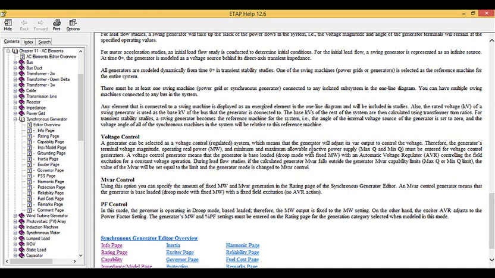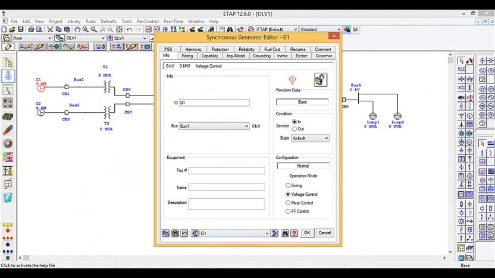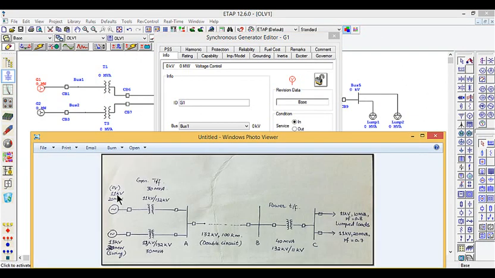Whereas in voltage control mode, the real power is fixed and the reactive power varies between a maximum and minimum limit. It should also be noted that if any limit of this generator, maximum or minimum, is exceeded, that means the AVR has reached its limit, and now the generator will start functioning as an MVR controlled mode generator with fixed active and reactive powers. So the first generator is voltage control mode, and we can see that its voltage is 11 kV with a power rating of 20 megawatts.